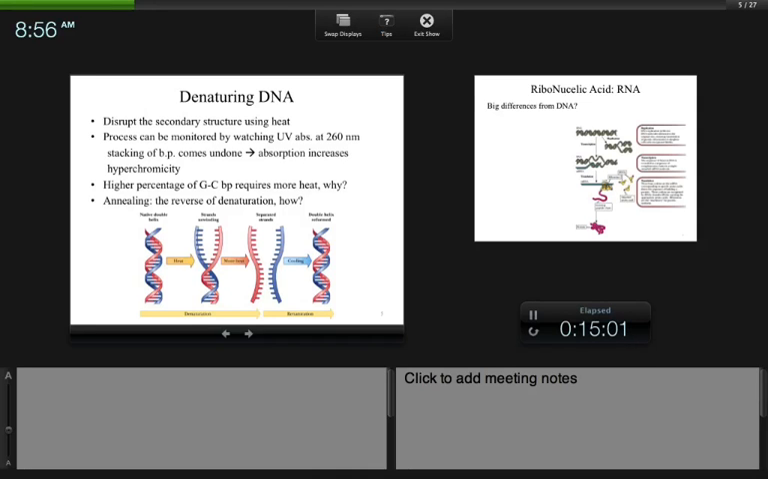If you have a higher percentage of G and C, so guanine and cytosine, why is that going to require more heat to actually denature the DNA? Each of those interactions has 3 hydrogen bonds as opposed to 2. It's going to require a lot more energy to break those.